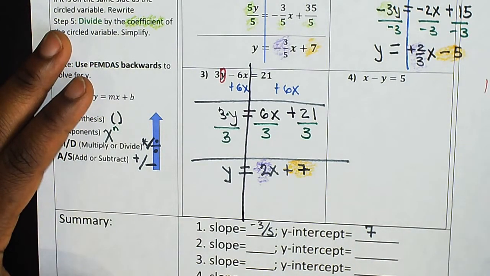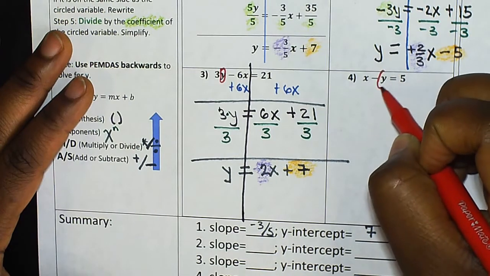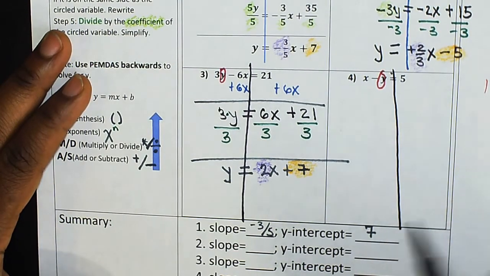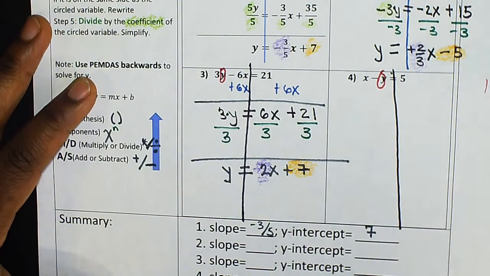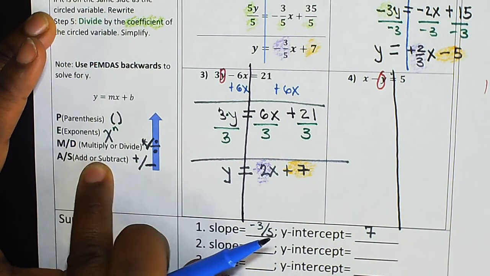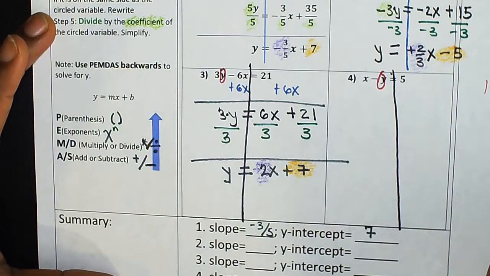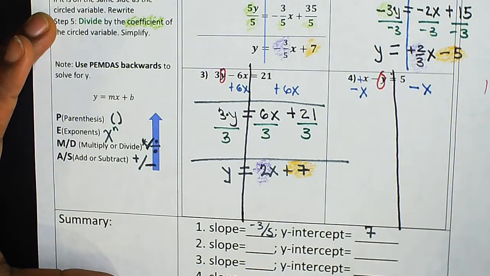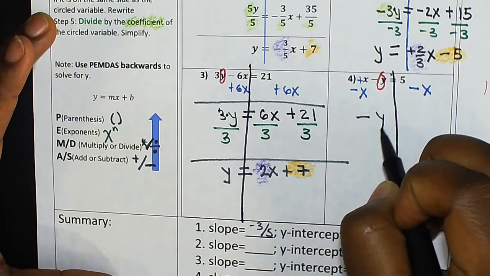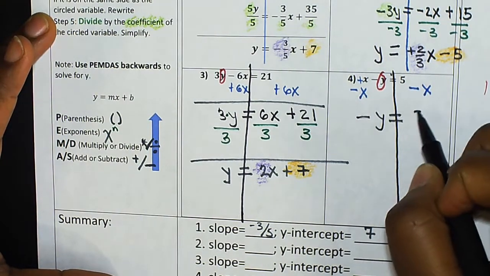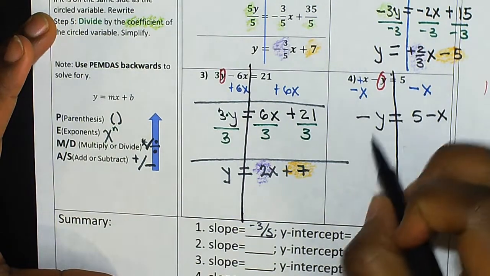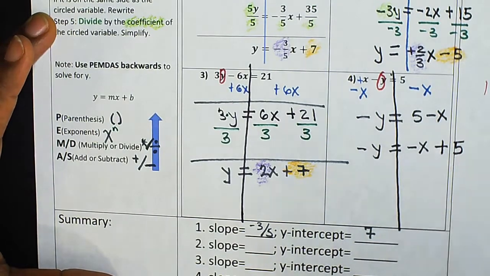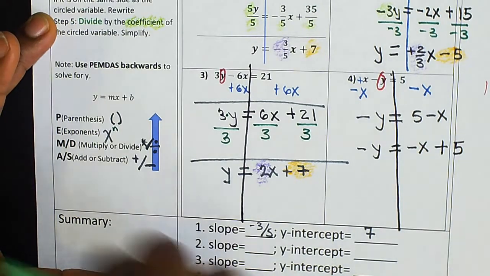First is inspect our problem. Circle the term I'm looking for. I'm looking for y. I'm going to draw a line through the equal sign. Then, first I'm going to add or subtract the number that is on the same side. So I see the x is positive, so I must minus x on both sides. Rewrite the problem. I have negative y is equal to 5 minus x, but I don't like to write it that way. So I'm going to write negative y is equal to negative x plus 5.